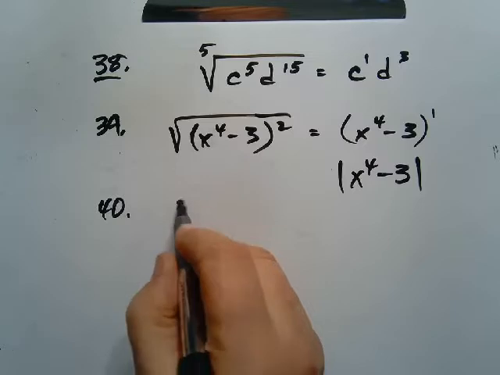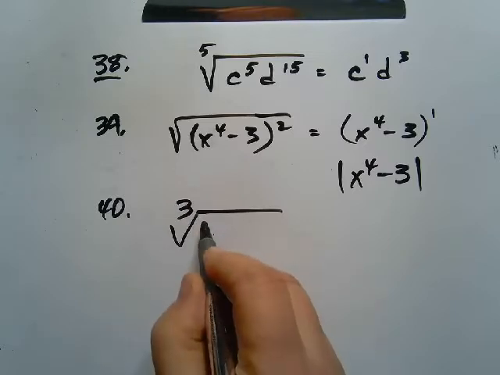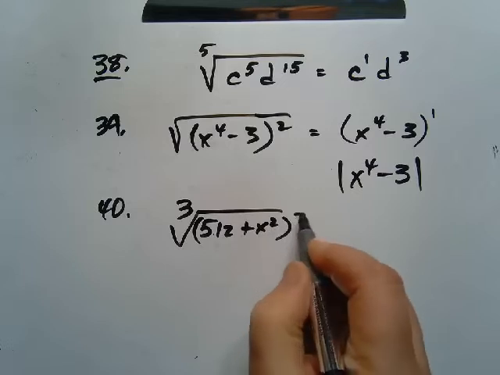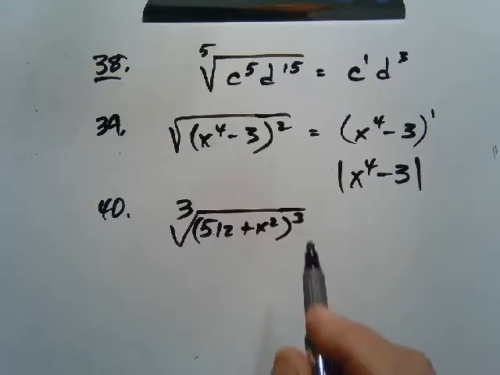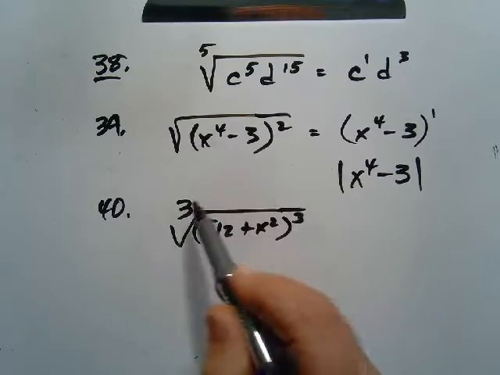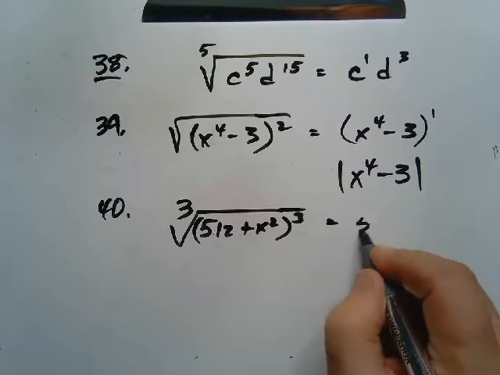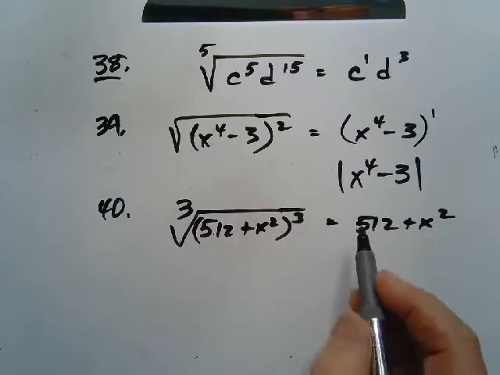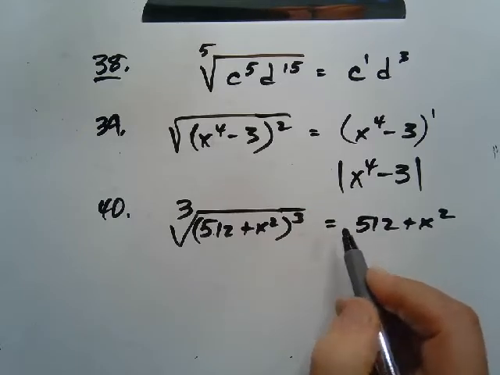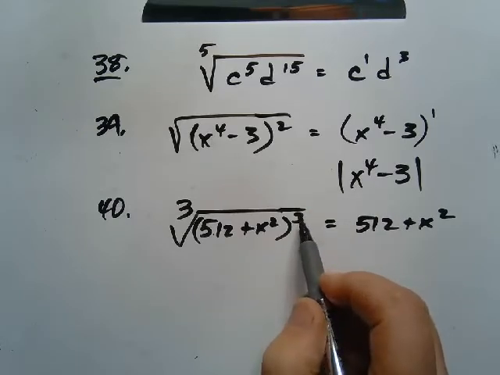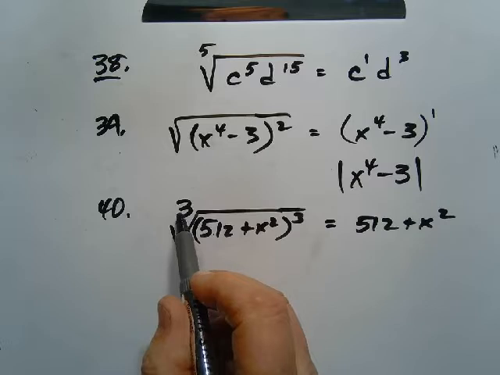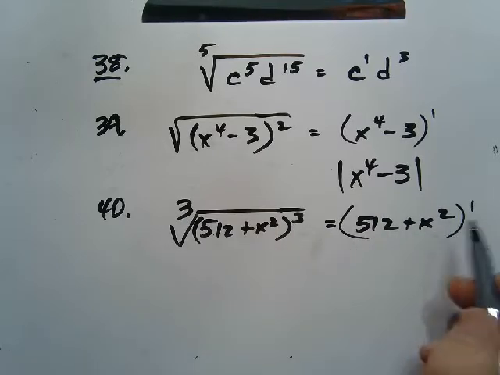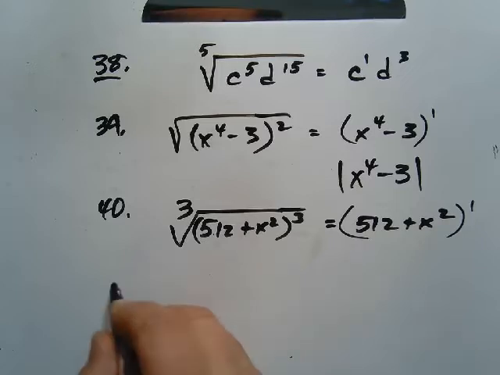Number 40, the cube root of 512 plus x squared raised to the 3rd power. And once again, a cube and a cube root undo each other. So we get 512 plus x squared. Now there's no absolute value on this because it didn't start out even and end up odd. It started out odd and ended odd. So we don't need absolute value on that problem.